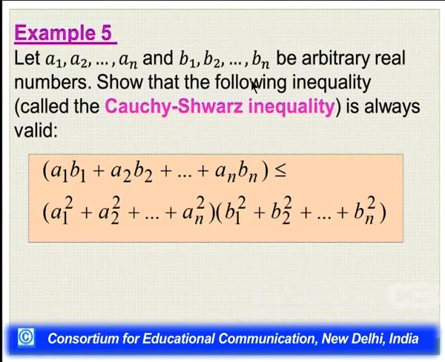Okay, now the last thing that we're going to do for this lecture is the derivation of the Cauchy-Schwarz inequality. Now let's suppose a1 through an and b1 through bn are arbitrary real numbers. So the Cauchy-Schwarz inequality says that (a1 times b1 plus a2 times b2 and so on till an times bn) squared is less than or equal to (a1 square plus a2 square and so on till an square) times (b1 square plus b2 square and so on till bn square).